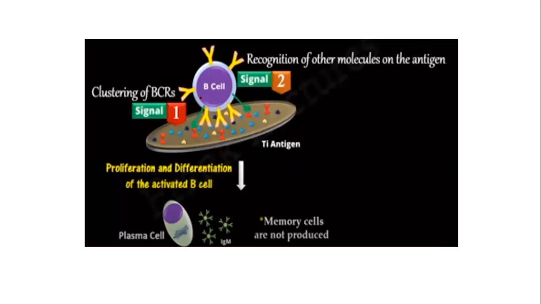And this is the complete process in which the first signal is conducted by the B cell receptor, and the second signal is conducted by this toll-like receptor. After this binding, the B cell gets activated and divides. After division, they will differentiate into plasma cells, and these plasma cells will produce specific antibodies against these epitopes. So this is the complete T cell independent process.